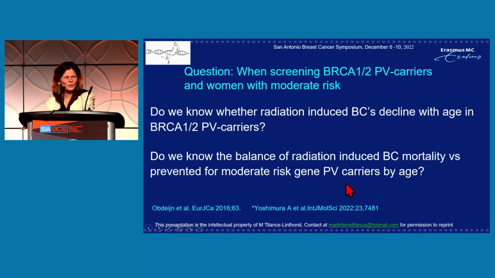I would like to ask you a question to end with. Do we know whether radiation-induced breast cancer declines with age in the BRCA1/2 PV carriers because of the hampered repair mechanism, as I mentioned? And do we know the balance of radiation-induced breast cancer mortality versus prevented in the moderate risk genes, some of which also have a hampered DNA repair mechanism? And that by age, because that would help very much in deciding on the addition of mammography at different ages.